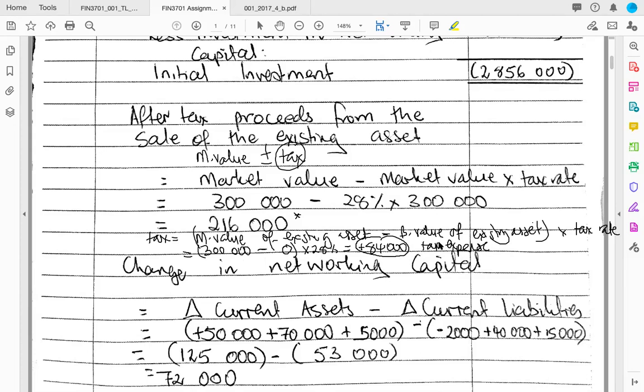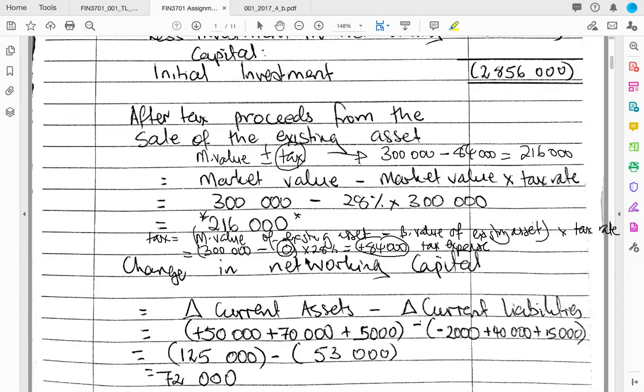Since the answer is positive, it means we have a tax expense. We made a profit, so we need to pay tax on that profit, which means we subtract. So we come back here, take the market value of the existing asset, subtract that tax expense, and we get 216,000. So that's how we got the after-tax proceeds from the sale of the existing asset.